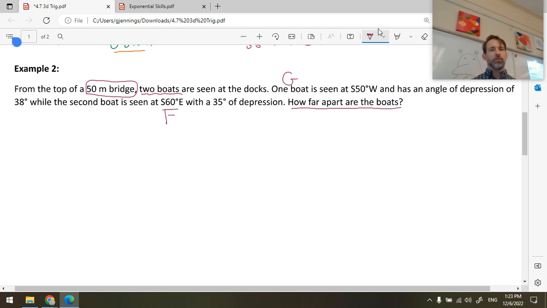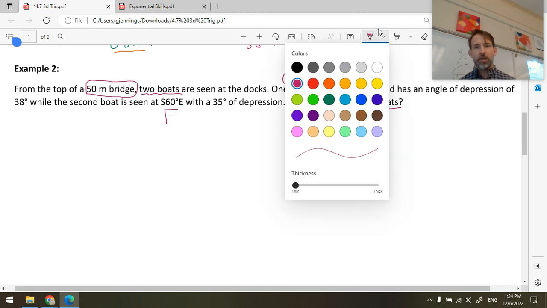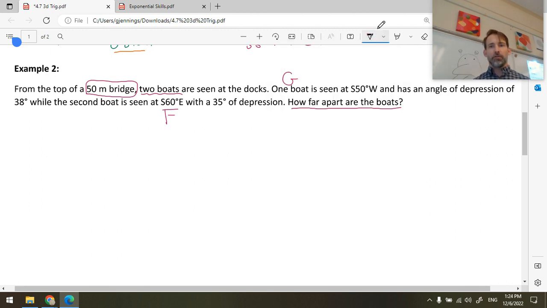Fernando. So it's George and Fernando, and they're both boats, and they're both viewed from a 50-meter high bridge, and we're looking down at both boats at different angles and at different bearings as well. So let's get a good diagram. We're going to use a black color for the bridge. Here, this is how you draw a bridge, everybody. It's a parabola with a negative a value, okay?